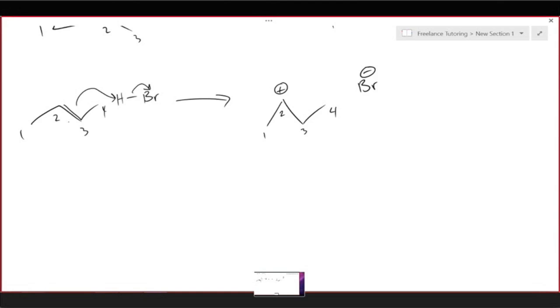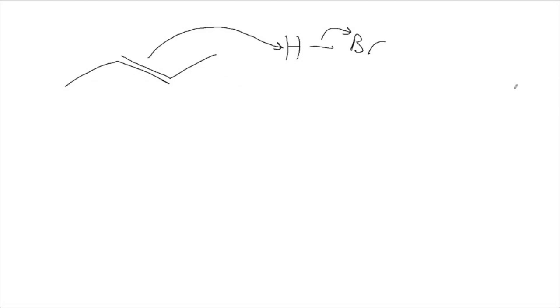Now, you decided that 3 was forming the bond with the hydrogen. That would mean that 2 is losing the electrons. That's why you put the positive charge on 2. Okay, so you did that correctly. Good. I'll go back to my screen.